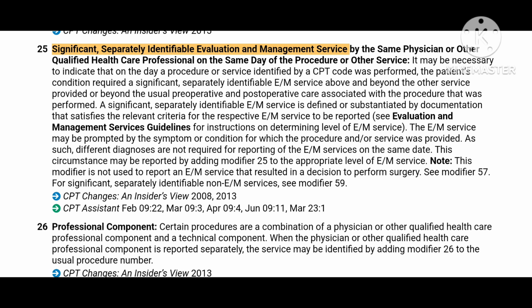Next is 26. This also we learnt recently in radiology chapter. What is the use of modifier 26?